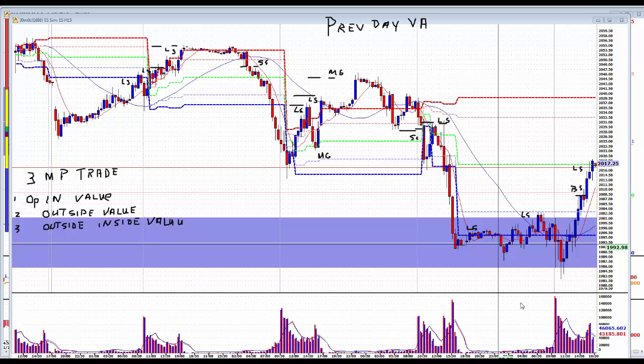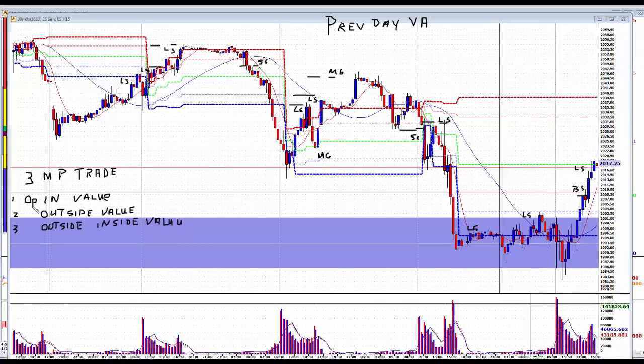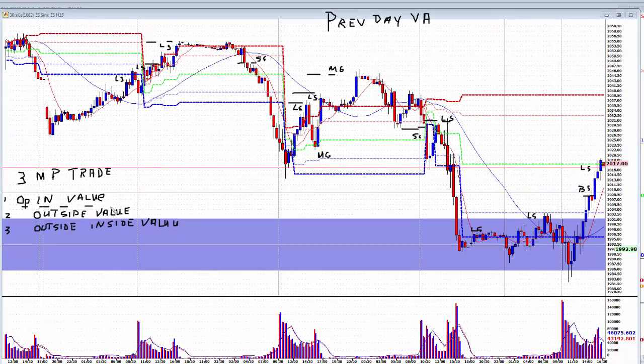In the market profile world, there are three basic trades. The first trade is you open in value, and in this trade you want to fade the value area highs or lows. The second one is that you open outside of value, and that usually gives you a directional indicator. And the third one is you open outside of value and you come back into value. And we're going to talk about those three.